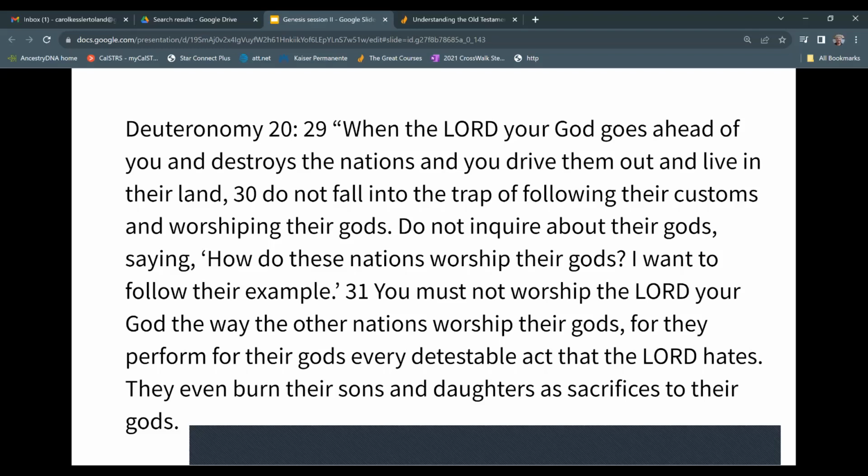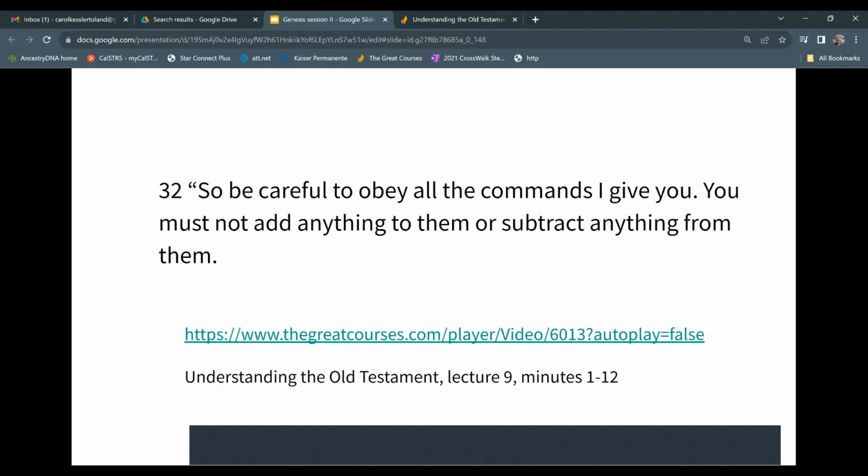So the instruction is clearly saying we, the followers of Yahweh, the one true God, do not sacrifice our children. We do not defile our own people. So be careful to obey all the commands I give you. You must not add anything to them or subtract anything from them.